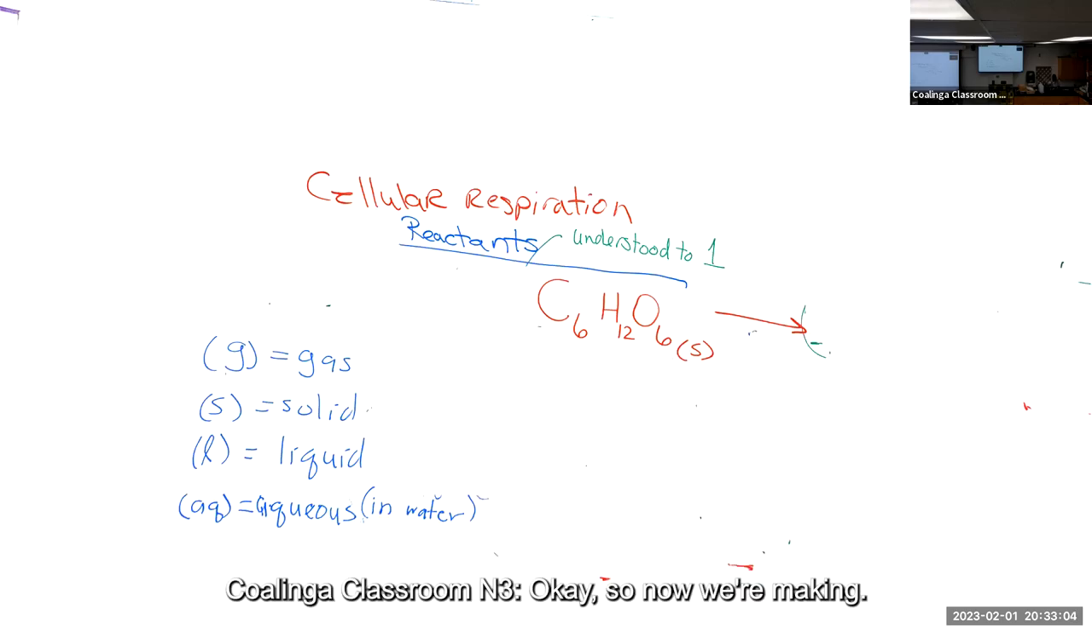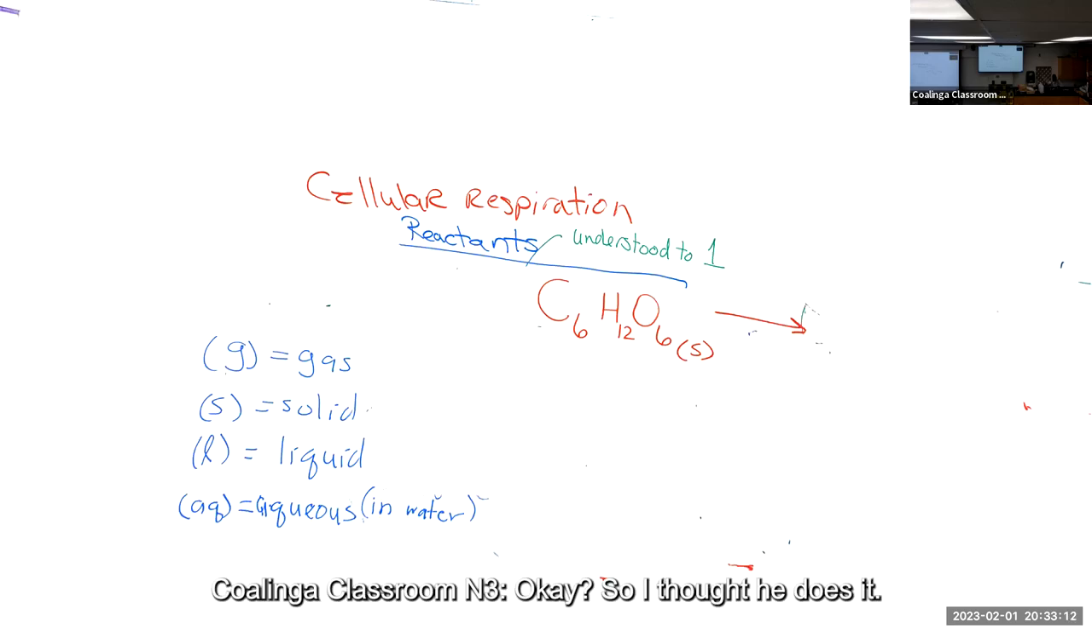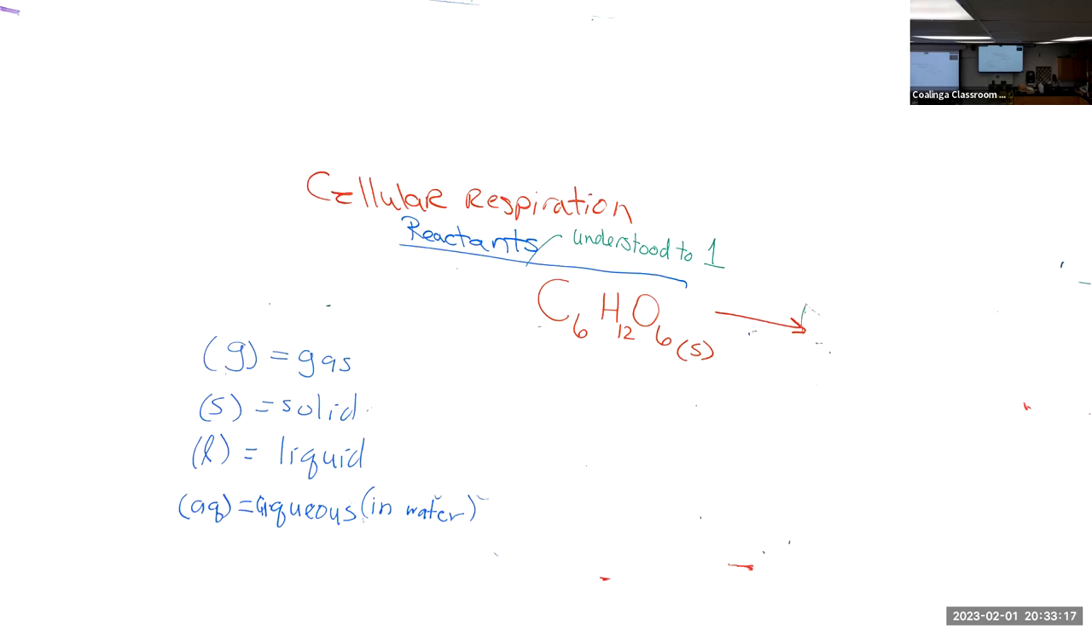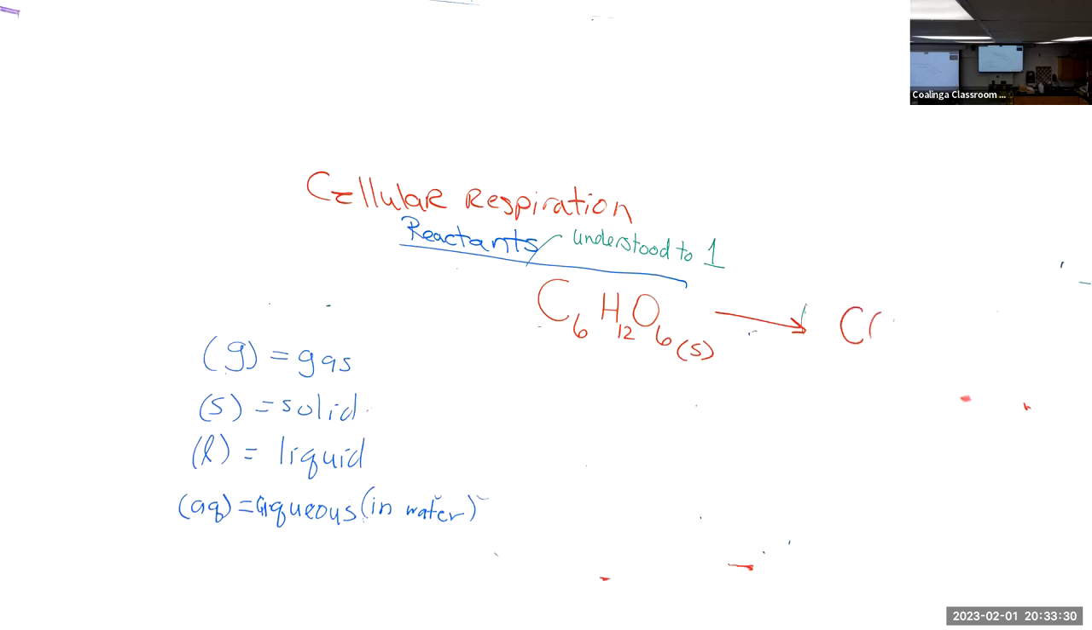Okay, so now we're making alcohol. I told you guys that you needed a drink, right? So when we make alcohol, we're going to have carbon dioxide and ethanol. Carbon dioxide is CO2. We're going to use glucose.